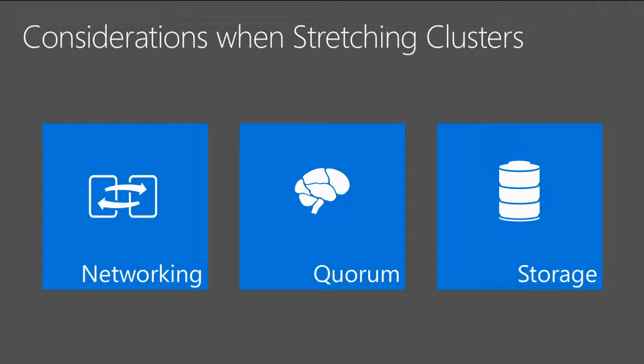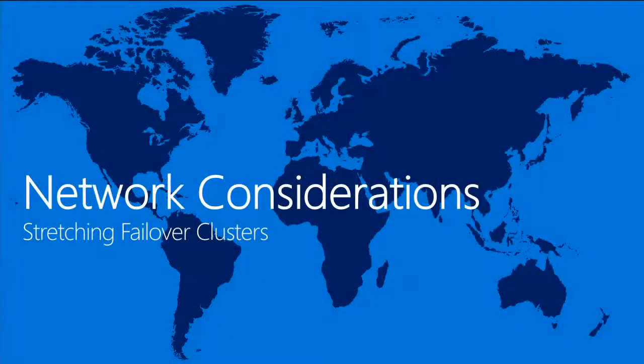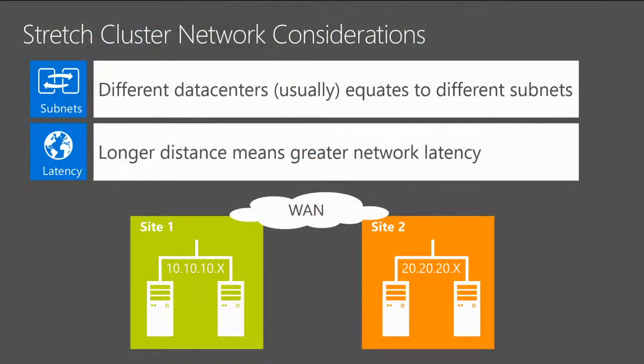So there's really three things to think about when you're doing a stretch cluster, different than a normal cluster. And it comes down to networking requirements, quorum requirements, and storage requirements. So let's drill into each of the three. Let's talk about networking first. When you're stretching clusters, there are two things to think about. When you have nodes which reside in different data centers, as you go greater physical distances, you're going to have more latency between the nodes. You need to think about that.